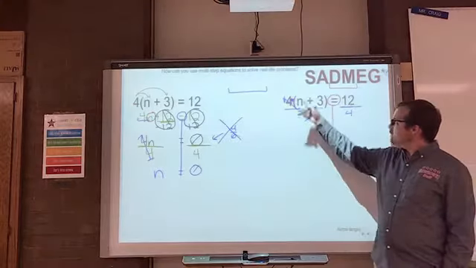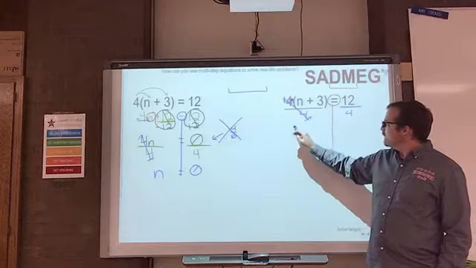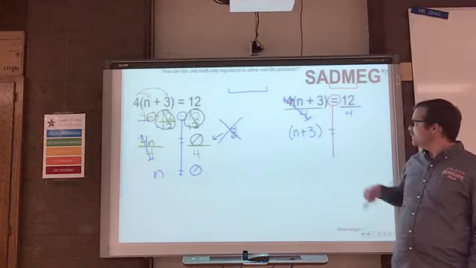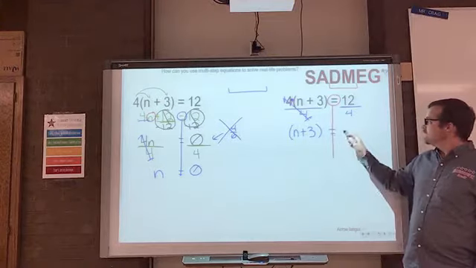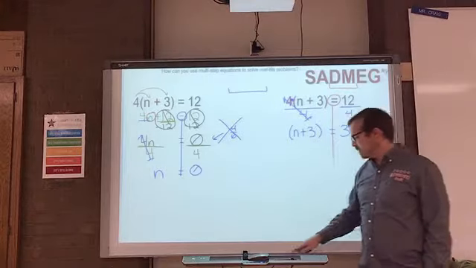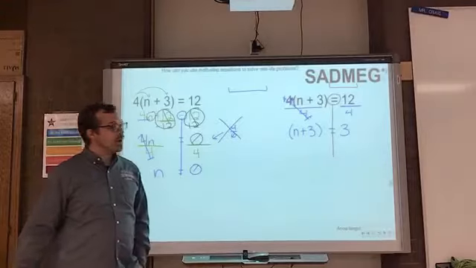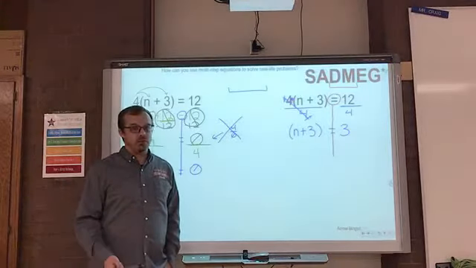Over here, let's write down what we have left. We have n plus 3. We're going to talk about these parentheses here in just a second. And then 12 divided by 4 is 3. So I have n plus 3 equals 3.